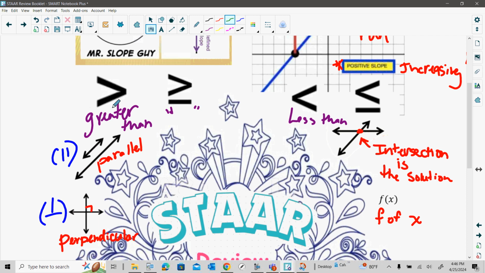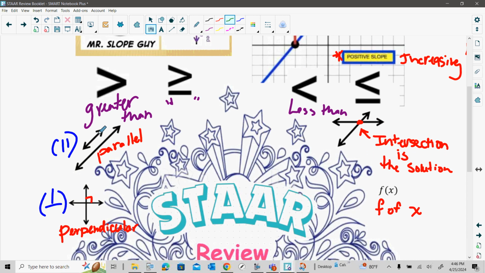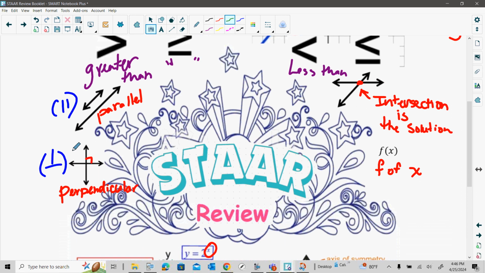Our symbols, we have greater than or equal to. I just put the symbol to add on to that. Less than, and this is less than or equal to. Hopefully we saw lines intersecting. The intersection is the solution. These were showing parallel lines. That's our symbol for parallel. This was perpendicular lines. Upside down T is our symbol for perpendicular.